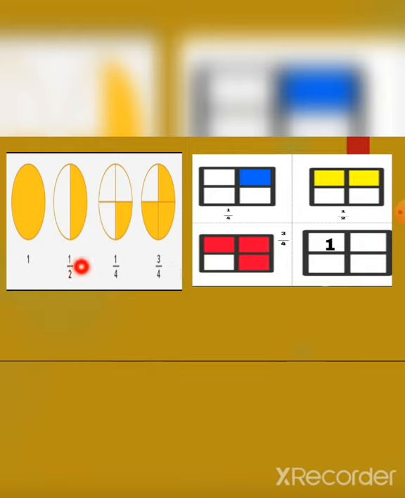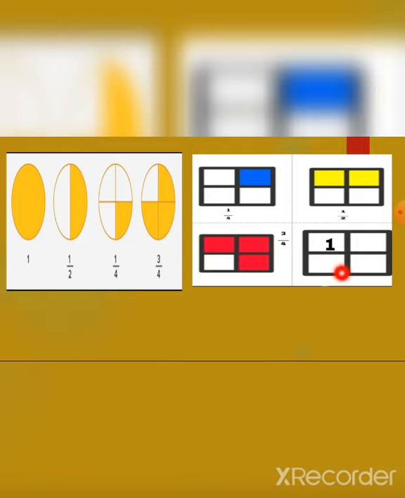So if we divide one whole chapati into different parts, that is called a fraction. Half is written as 1 upon 2. 1/4 or a quarter is written as 1 upon 4. 3/4 is written as 3 upon 4.